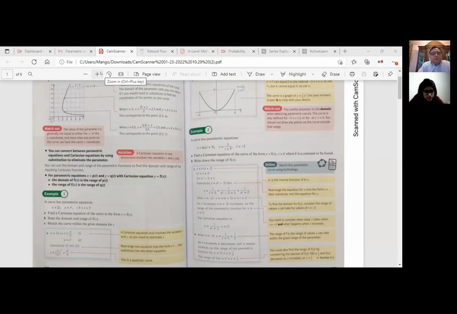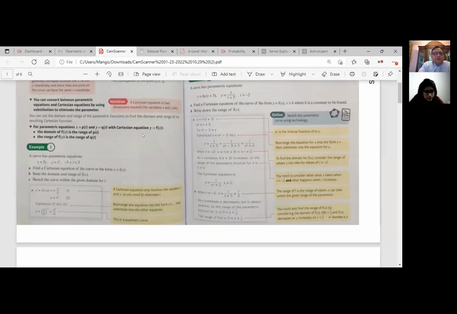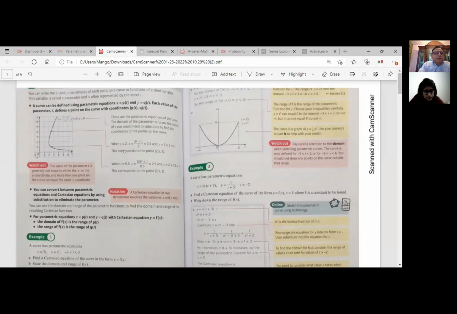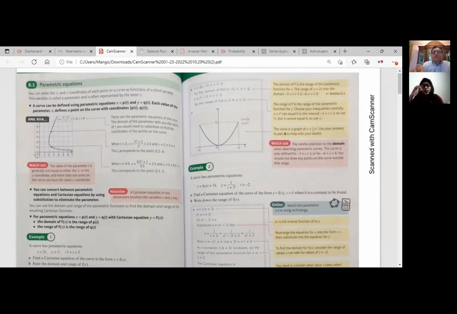So let's look into the first example. What are they talking about? Okay, read this bold thing. Let's read what is given in bold. What is given here? A curve can be defined using parametric equations: x equals p of t and y equals q of t. Each value of the parameter t defines a point on the curve with coordinates p of t and q of t.